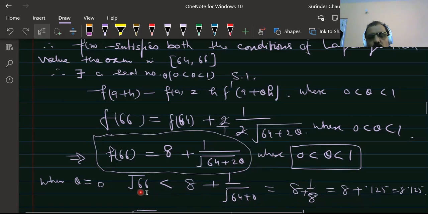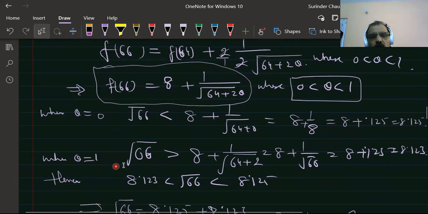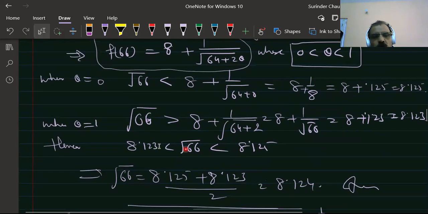Then the value of root 66 will be less than 8.125. Now theta equal to 1, so it will be increased, root 66 will be greater than 8 plus 1 upon root of 64 plus 2. From this equality, we can conclude that 8.132 is less than root 66 less than 8.125. So therefore the approximate value comes out to 8.124.